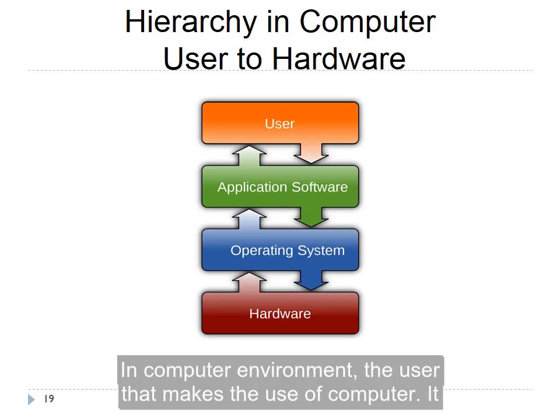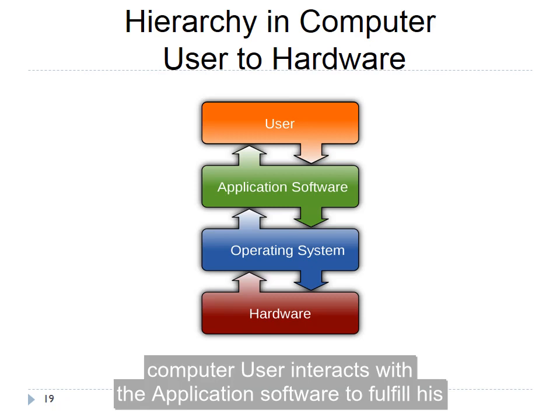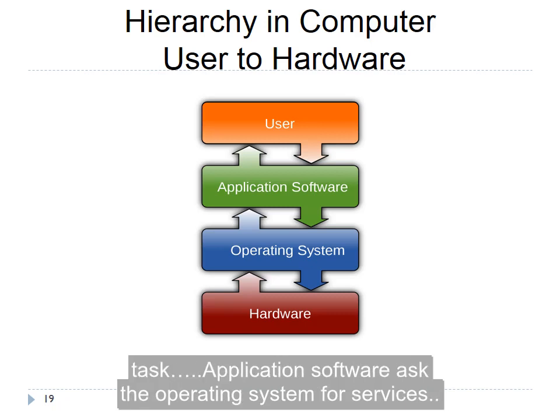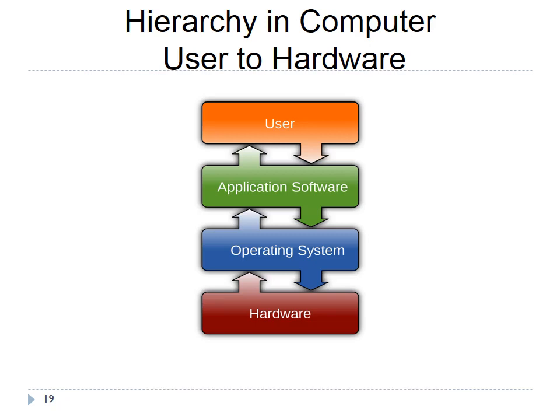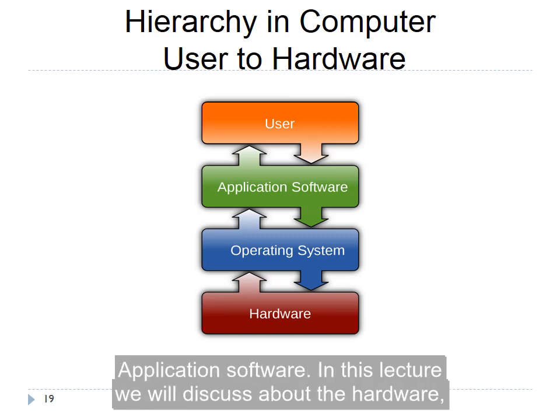In a computer environment, there is the user that makes use of the computer. It also describes how the computational activities are performed on the computer. The user interacts with the application software to fulfill his task. Application software asks the operating system for services. The operating system commands the hardware and provides the services to the application software.